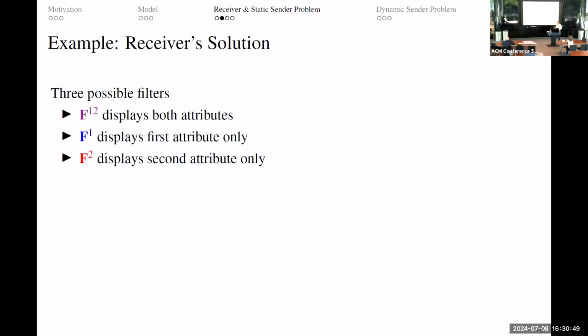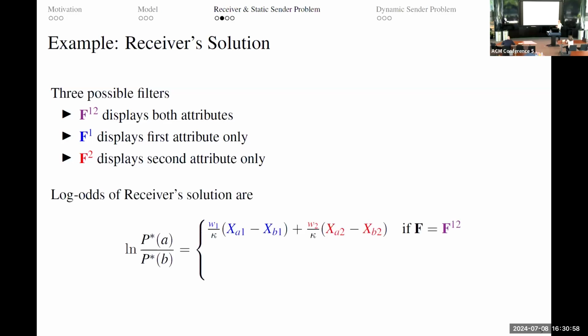Now, when solving the receiver's problem, we have to think about the three situations that the sender can put them in. Either the sender gives them access to both attributes, or only to the first, or only to the second attribute. As a consequence of a theorem that I will show you later, it turns out that we can specify the stochastic choice rule that solves the receiver's rational inattention problem in analytically closed form by writing down log odds of this form, which is essentially just a logit, according to which the propensity of choosing an alternative A depends on the difference in the first attribute weighted by the preference weight on that first attribute divided by the marginal cost of information, and then similarly for the second attribute.